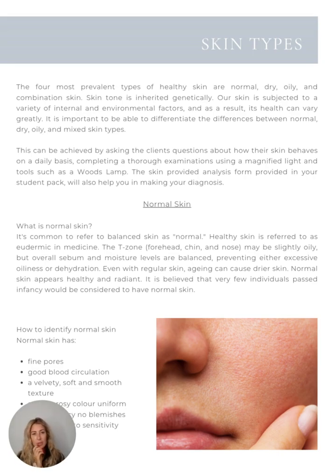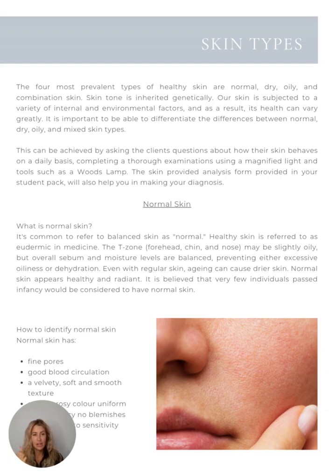So just to go over some of the skin types. So we've got normal skin. So what is normal skin? It's common to refer to balanced skin as normal. Healthy skin is referred to as eudermic in medicine. T-zone, forehead, chin and nose may be slightly oily, but overall sebum and moisture levels are balanced, preventing either excessive oiliness or dehydration. So, like I say, I do have excess oil. I don't really have too many areas of dehydration.